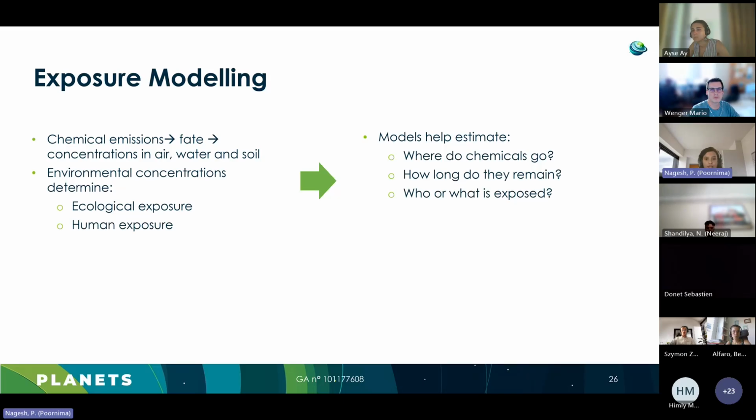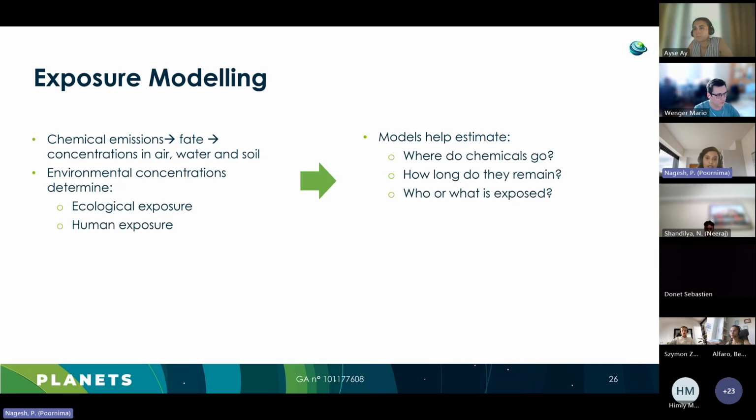There are several models that you already saw from the presentation from Neeraj. Which model is used could also vary depending on the purpose. So I will briefly explain why models are used, and I will also give an example of the FUSE-Tox model. Why do we use exposure models? Actually, first to know where chemicals go once they are emitted, and how long they remain in the environment.